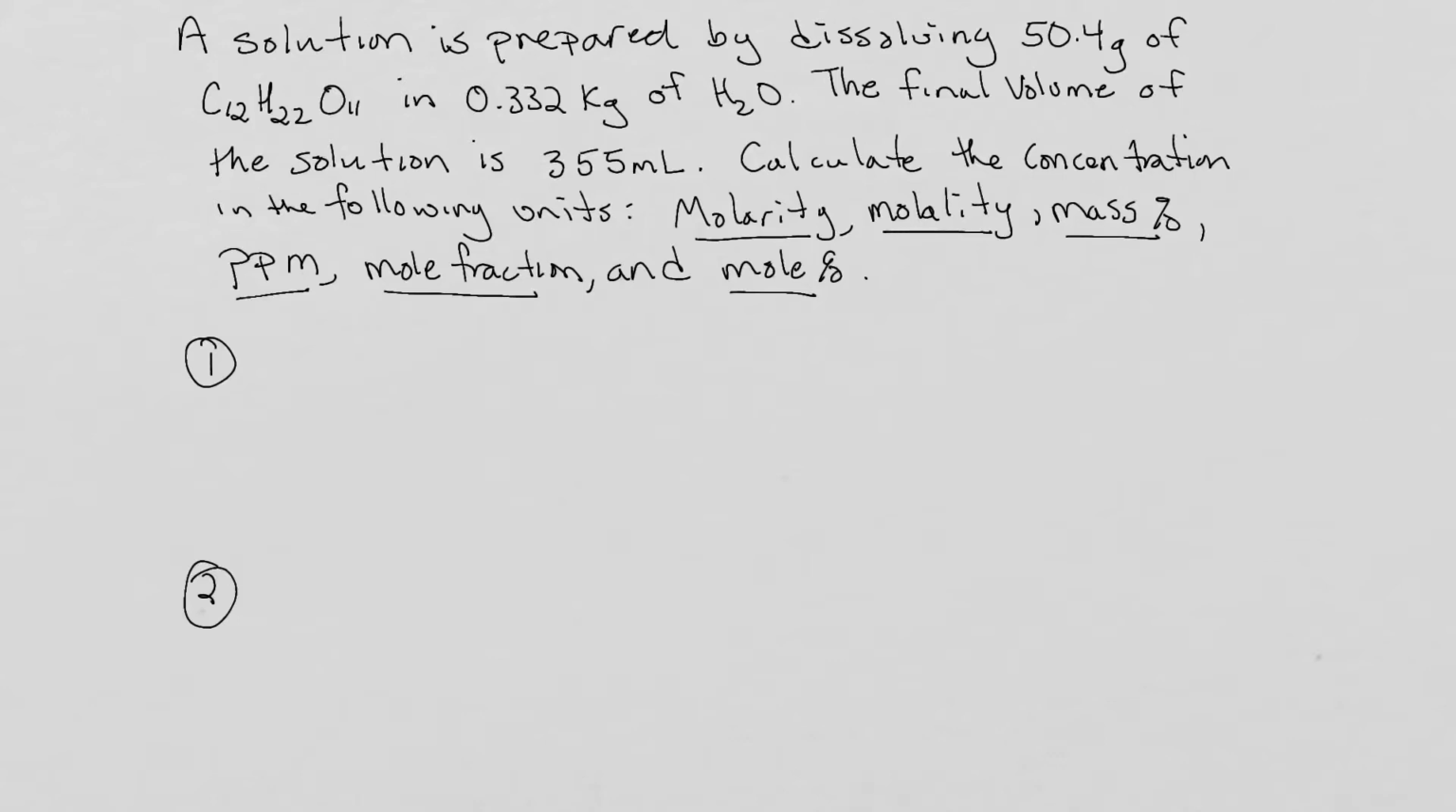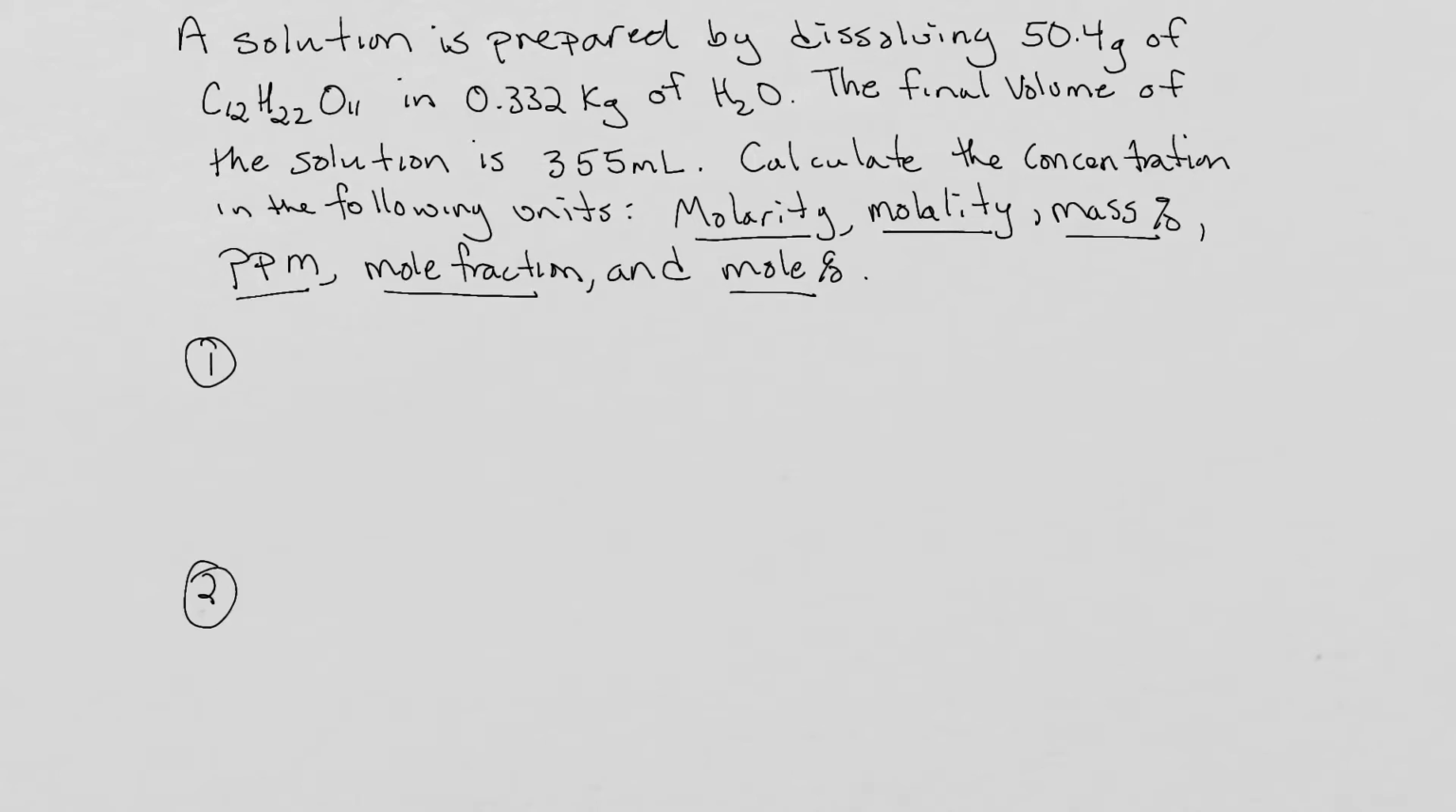So we prepare a solution by dissolving 50.4 grams of C12H22O11 in 0.332 kilograms of water. The final volume of solution is 355 milliliters. Calculate the concentration in the following units: molarity, molality, mass percent, parts per million, mole fraction, and mole percentage. Well, let's start at the beginning here. And we're going to start with molarity, molality.